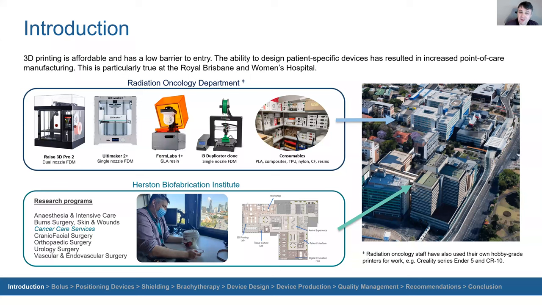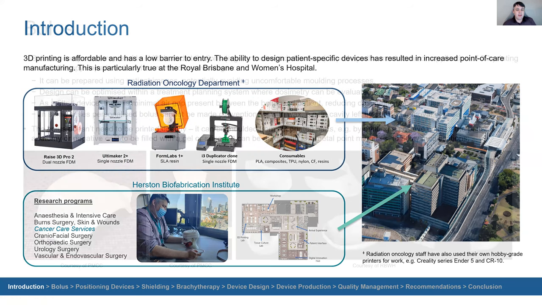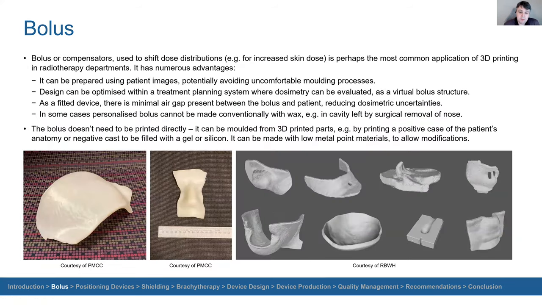When I'm saying hobby level and mid-range and high range, in Australian dollars or probably US dollars too, we're talking 3 figures and 4 figures and 5 or more figures in terms of costs. So bolus was introduced pretty well by Tomas. Bolus or compensators is used to shift dose distributions, often to get an increase in skin dose. And it's perhaps the most common application of 3D printing that's been described in the literature and is certainly, you know, present in a lot of departments around the world.